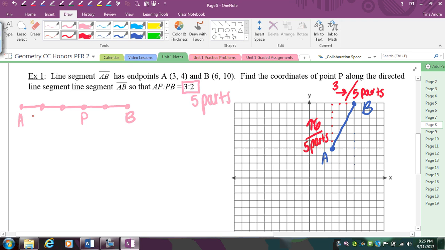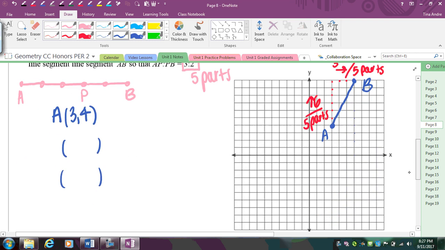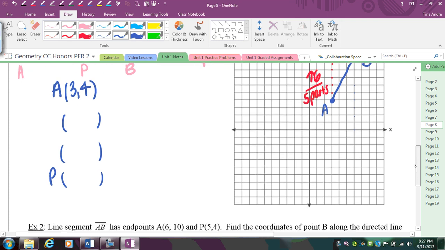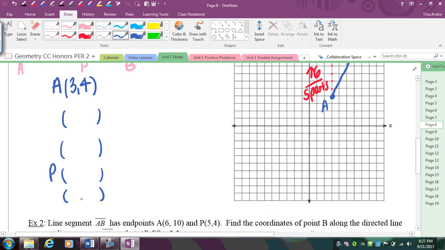You're going to basically go back to your picture here and you're going to line these up vertically, kind of like how we did those midpoint problems. So you're going to take A, so that's 3, 4. You're going to have 2 points between, and then you're going to have point P. So basically I'm taking this drawing and I'm making it vertical. So point P is what I'm trying to find. So that's going to be my next coordinate, or my third coordinate. Then we have another empty coordinate, and then we have B.